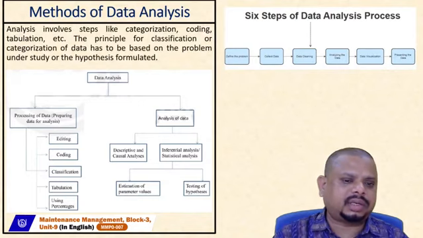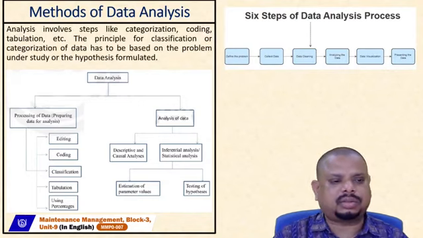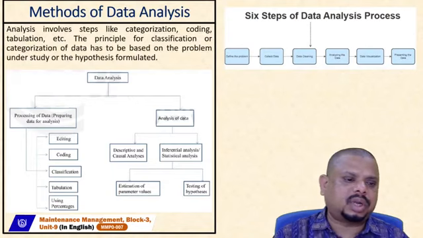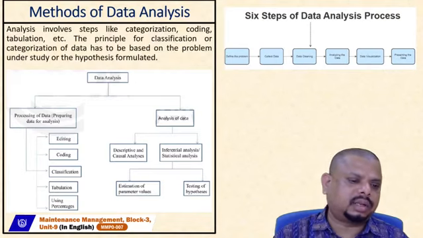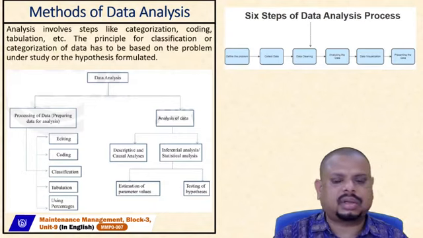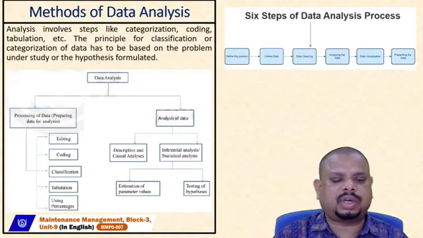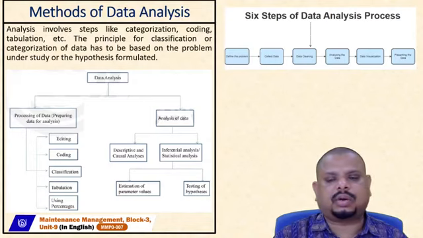If you go for data analysis, it is basically divided into two components. The first one is processing of data, that means preparing the data for analysis, and another component is known as analysis of data. Under the processing of data, the first step is editing. The second step is coding. Then the third step is classification. Then the fourth step is tabulation. The next step is using percentages. So these five parameters should be done under the processing of data, which is the preparation of data for analysis.